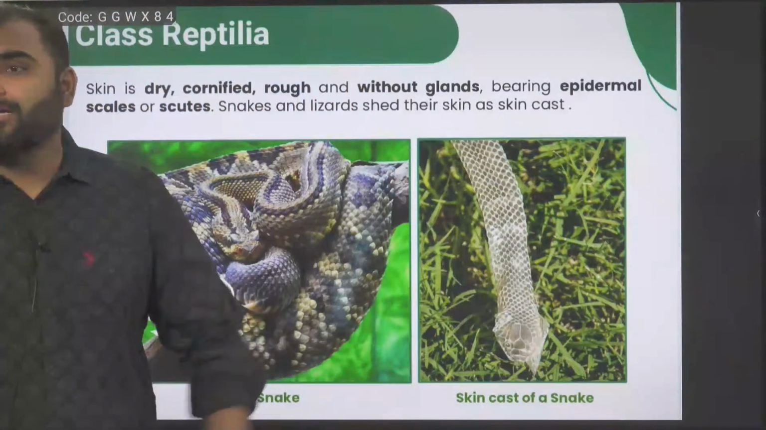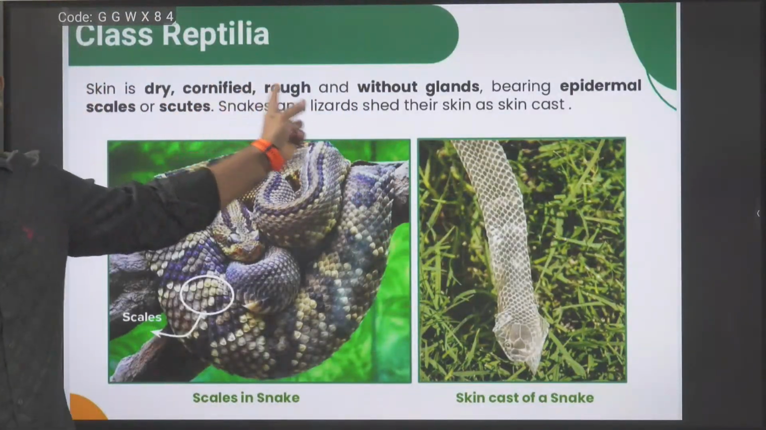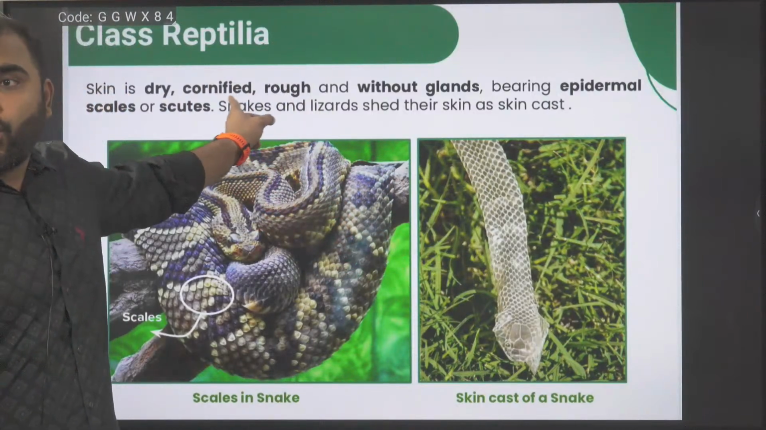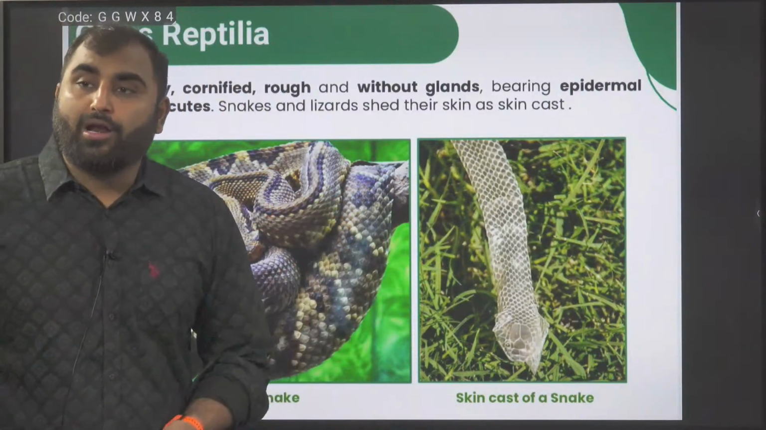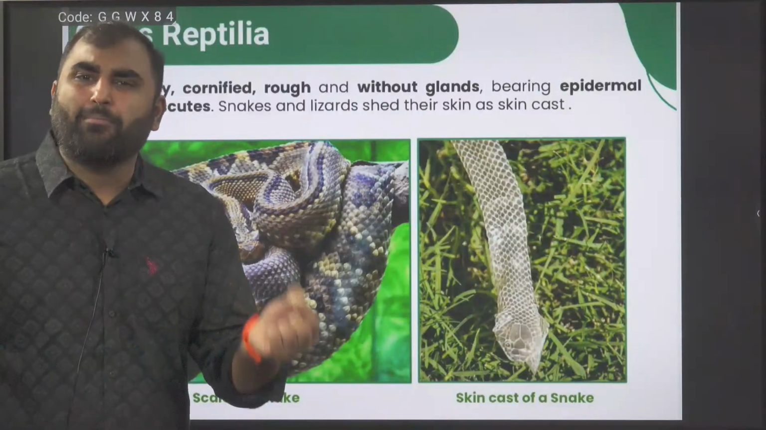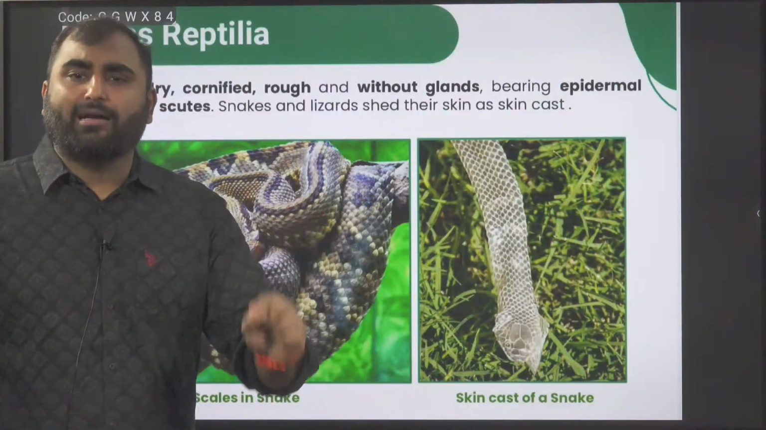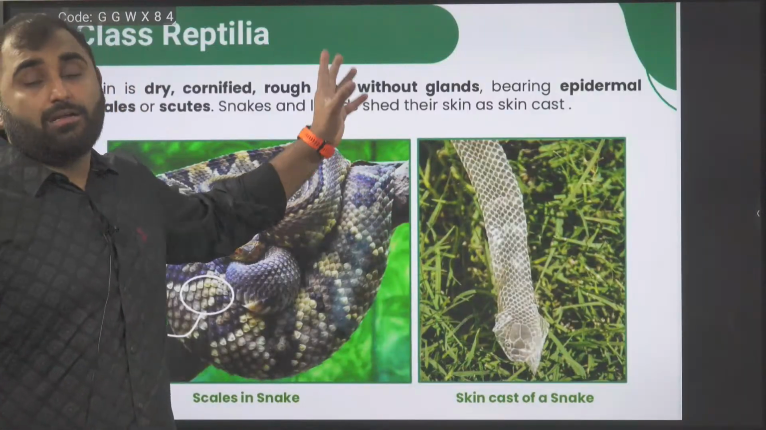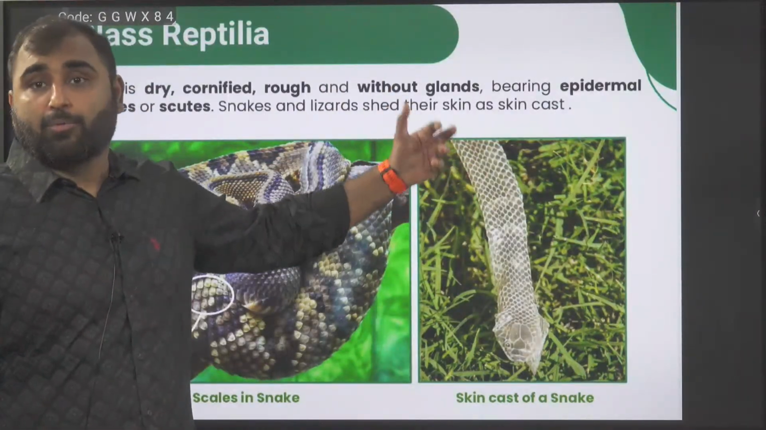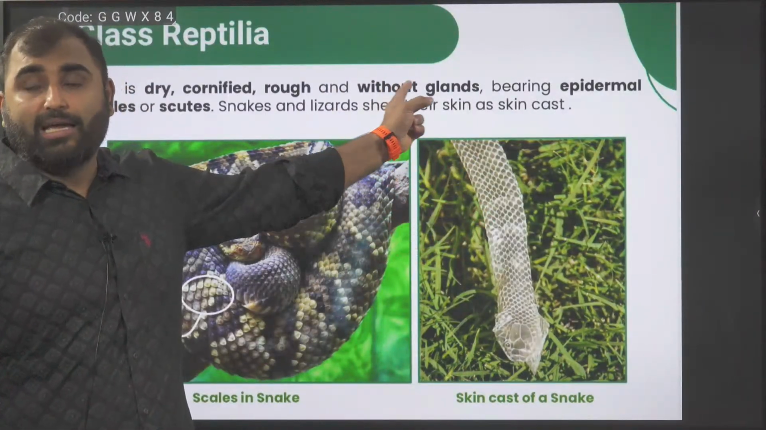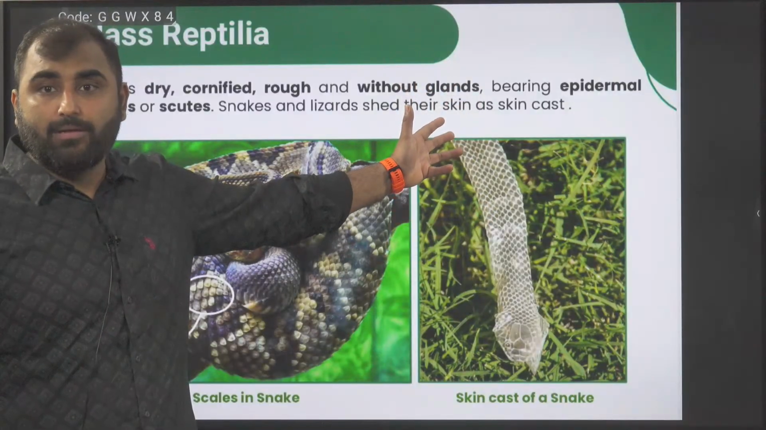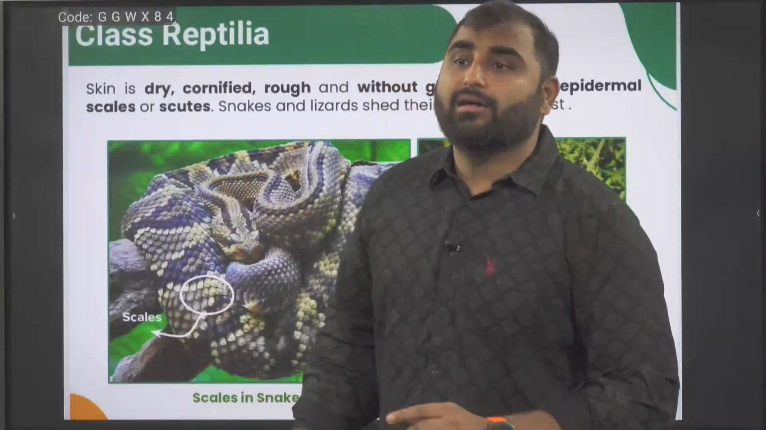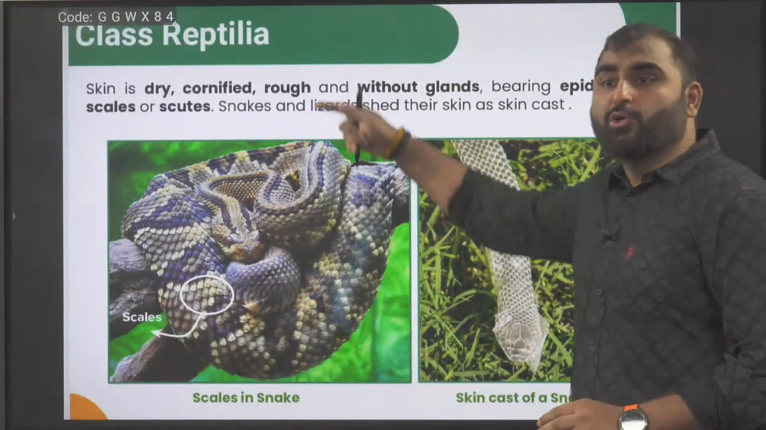So basically their skin is very dry. The skin has scales and scutes, which are cornified. What is the meaning of cornified? Cornified means keratin deposition is too much. Too much keratin, so it becomes very hard. Water loss is prevented, the skin becomes very rough, and rough skin is protective in nature. And there are no glands on the skin as well. So they have made their skin very dry, cornified, hardened, either into scales or scute-like structures.